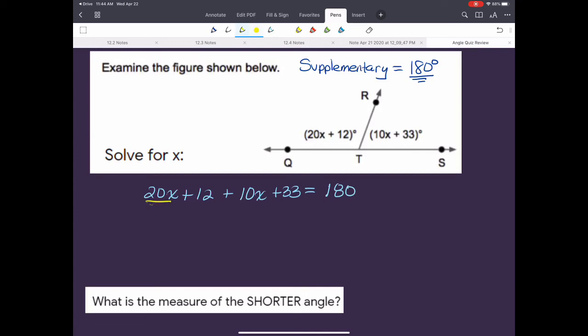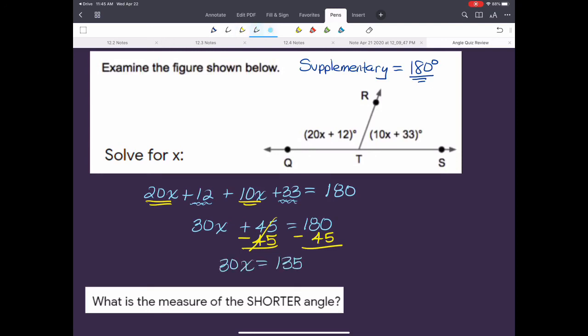Now put like terms together. Add x's with other x's, add constants with other constants. So 20x plus 10x is 30x. 12 plus 33 is 45. Set that equal to 180. Take away 45 from both sides. Now we're into the part of the question where we do inverse operations. Those cancel each other out. So now you have 30x equals 135. And then divide both sides by 30.